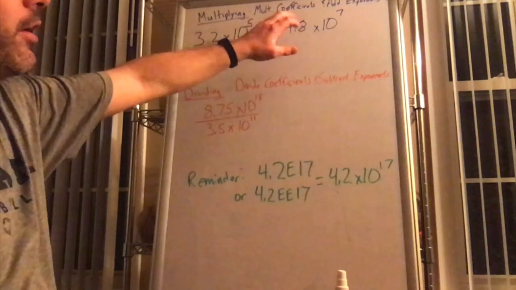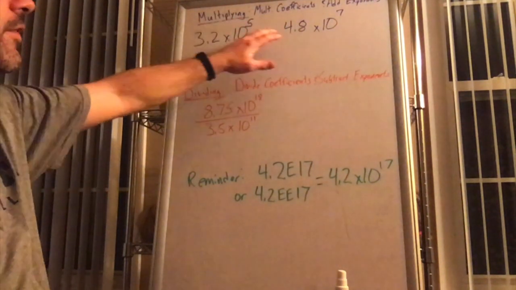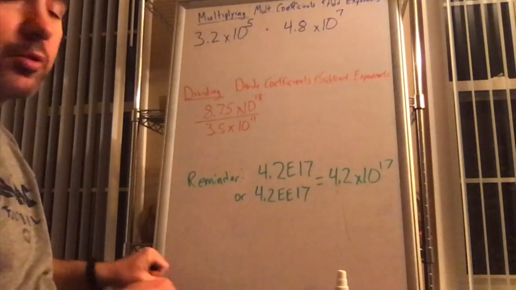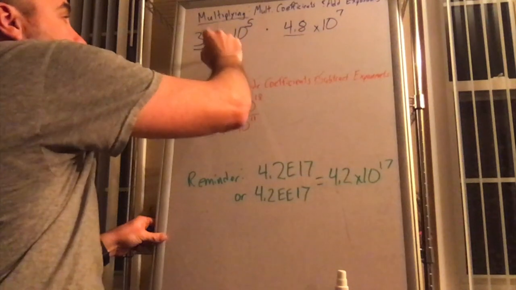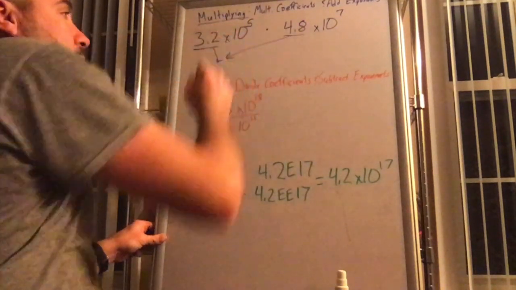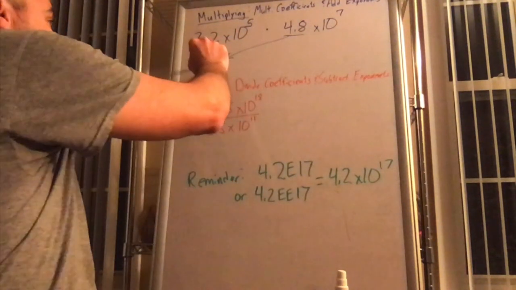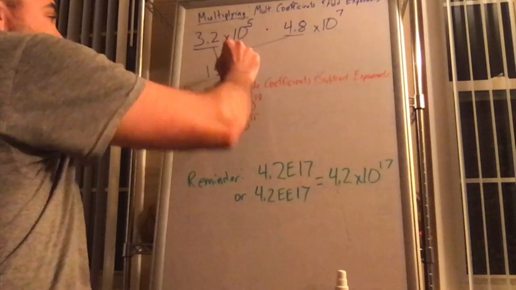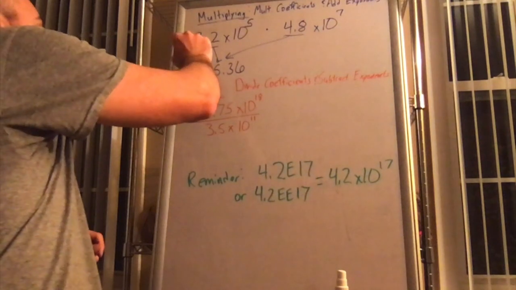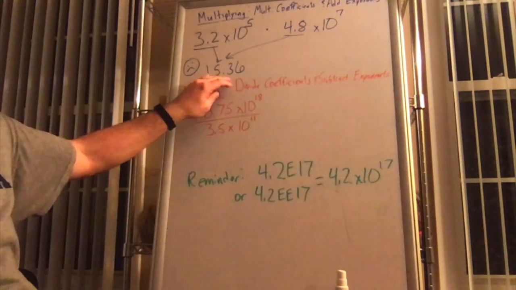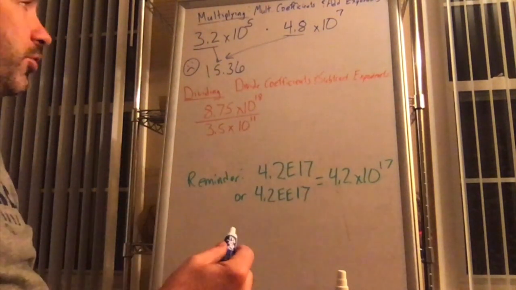When we're multiplying scientific notation, first step, multiply those coefficients. So I'm looking at the 3.2 and the 4.8 and I multiply those together and I get 15.36. And right away, we should be thinking, uh-oh, that's not good because that number is not between 1 and 10. So we're going to have to address that a little bit later on.